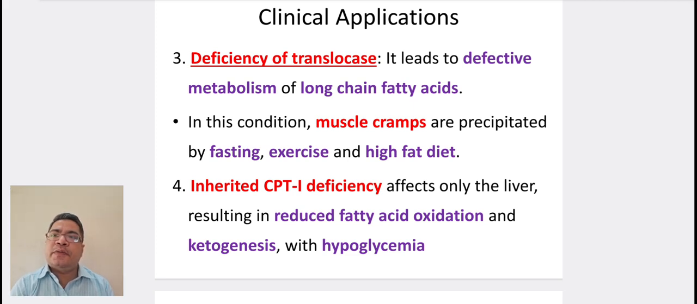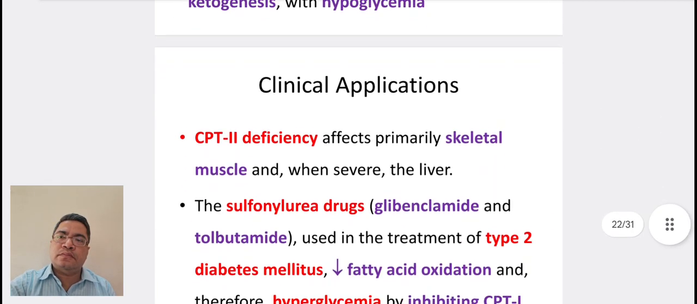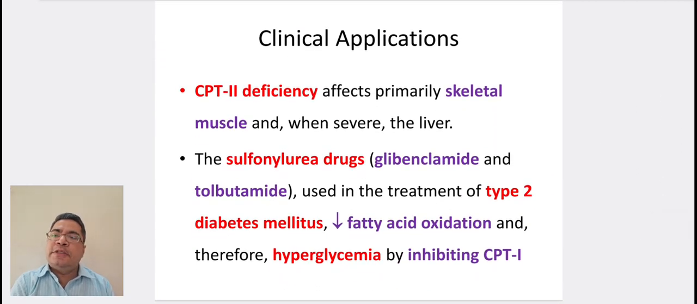Deficiency of translocase leads to the defective metabolism of long chain fatty acids. In this condition, muscle cramps are precipitated by fasting, exercise, and high fat diet. Inherited CPT1 deficiency affects only the liver, resulting in reduced fatty acid oxidation and ketogenesis with hypoglycemia. CPT2 deficiency affects primarily skeletal muscle and, when severe, the liver.